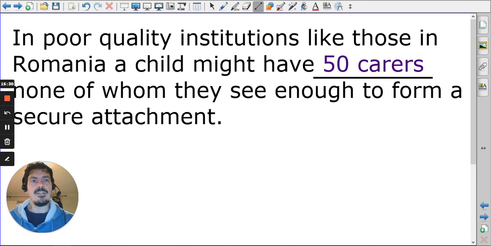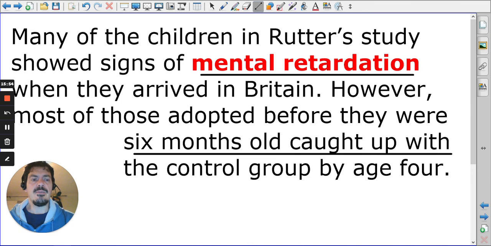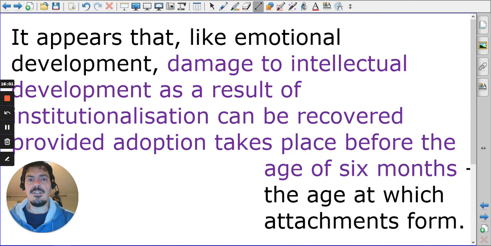And this links to previous points where we looked at these types of institutions, which would probably expect people to fulfill roles and not to look after children, so therefore could affect the outcome of their care. We also see that many of the children had mental retardation when they arrived in Britain. But if they're adopted earlier, they were pretty much able to catch up with the control group. But of course, it is an effect of institutionalization.